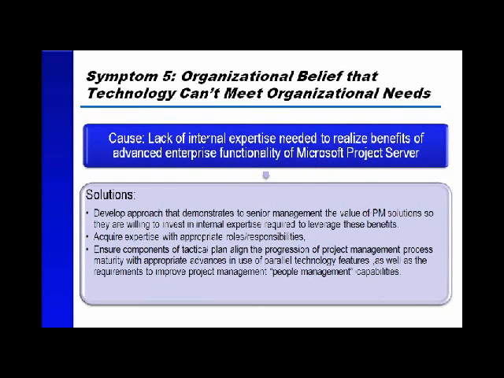The fifth one I want to talk about is the organizational belief that the technology can't meet the organizational needs. This is sort of the unwanted stepchild of blaming the technology vendor. Four and five are somewhat related. When an organization is unable to embrace technology, or says, we looked at that technology and it just won't do the job for us, oftentimes there's a lack of internal expertise needed to realize the benefits of advanced enterprise functionality of a tool like Microsoft Project Server. So we've tried it, we've kicked the tires, and it doesn't seem like it can do the job for us.